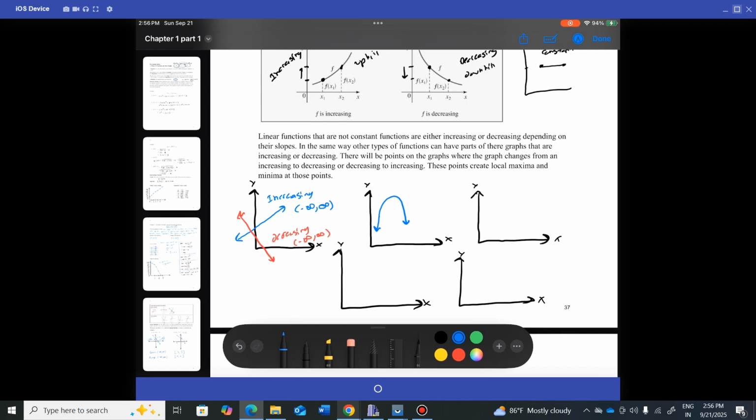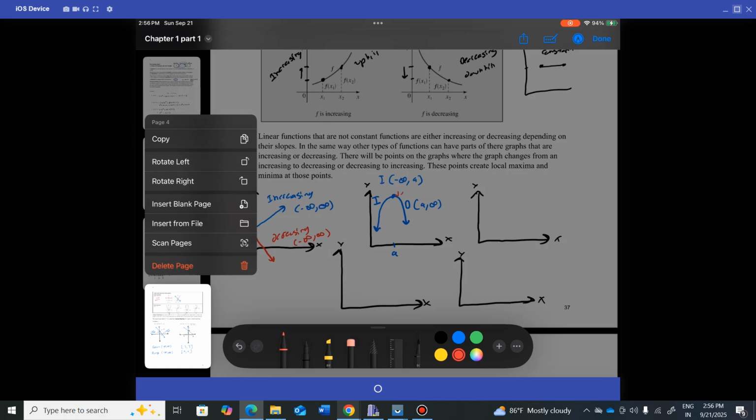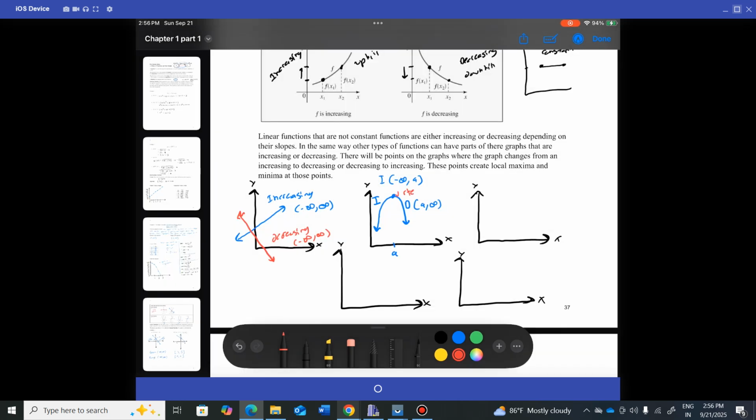This part here is increasing, and we're going to call this A. So it's increasing from negative infinity to A. And on the other side, it's decreasing, and it's decreasing from A to infinity. Okay, I don't put any brackets on these. And notice this has a vertex. That is a maximum.